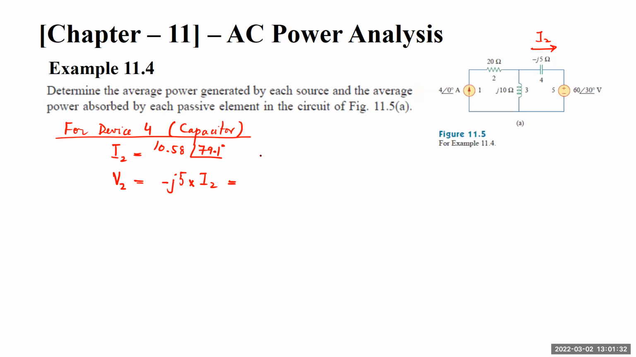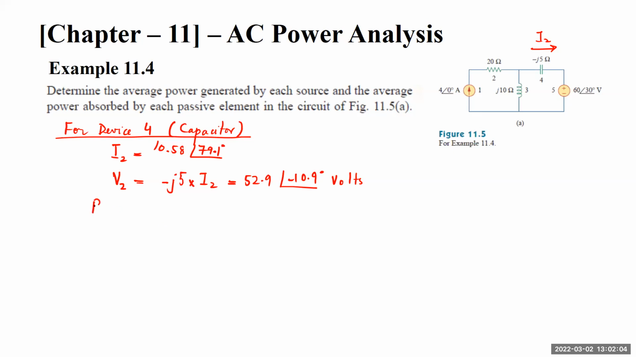If I multiply minus J5 into I2, angle of 79.1 multiplied by minus 5J, my voltage value will be 52.9 angle of minus 10.9 degrees volts. So this is the value.